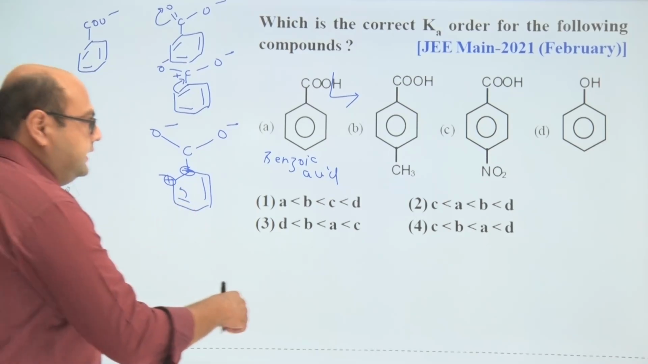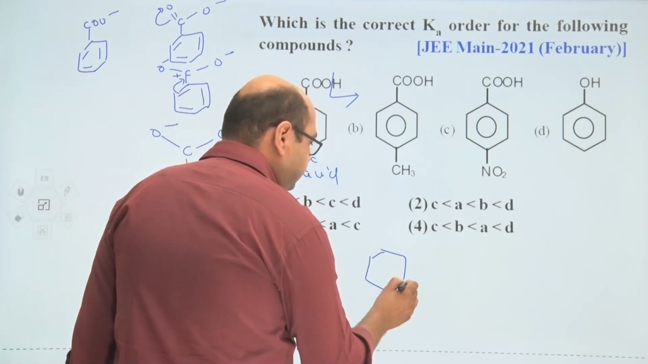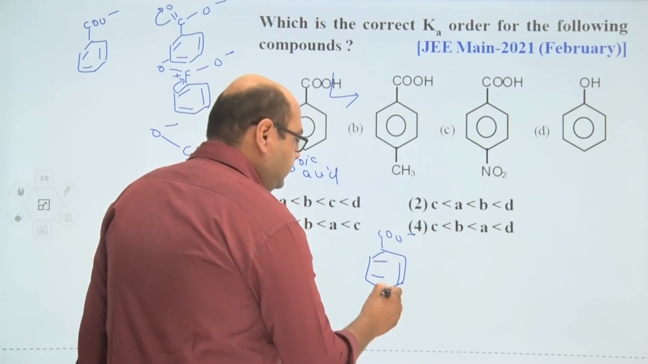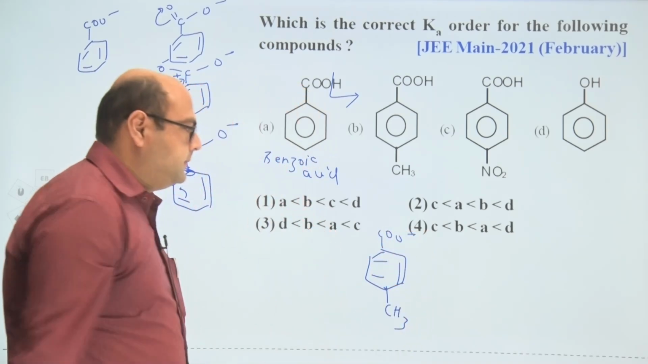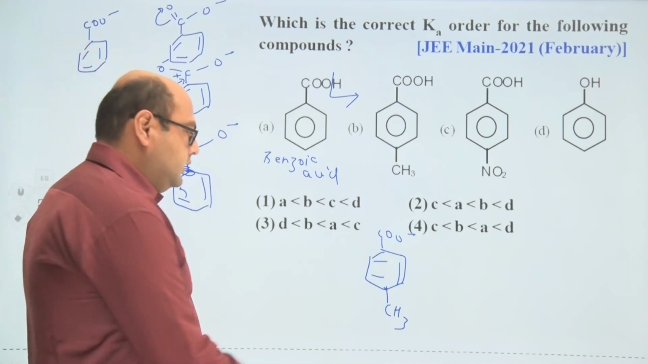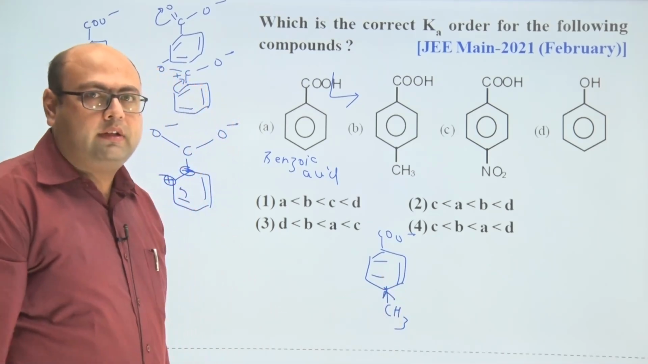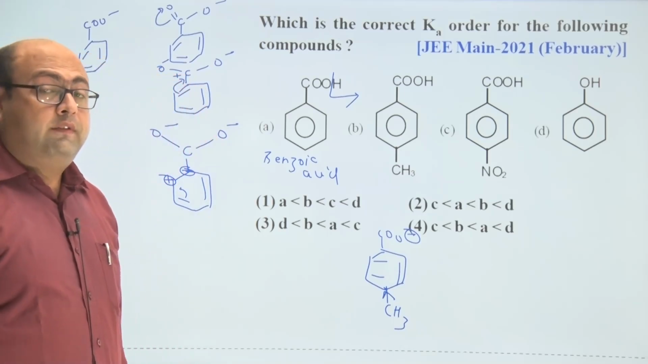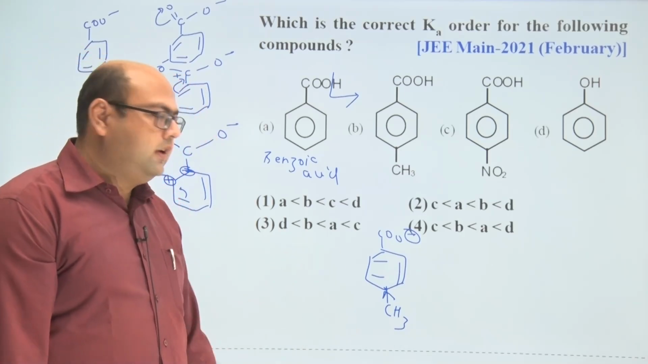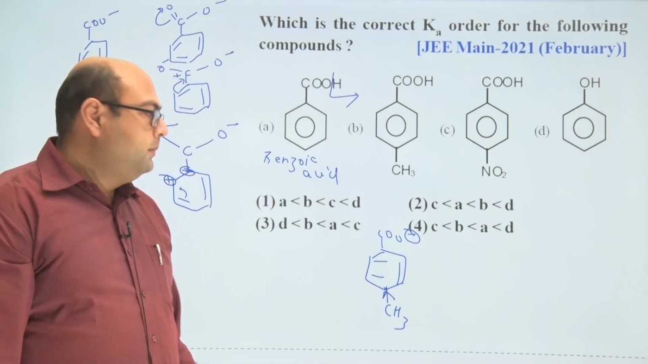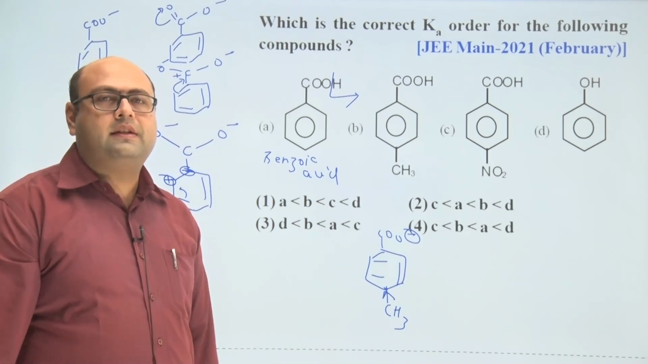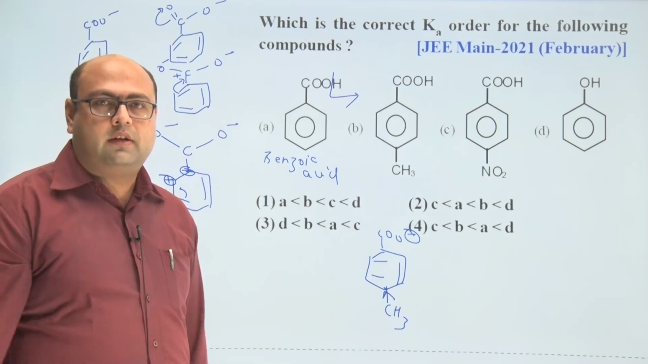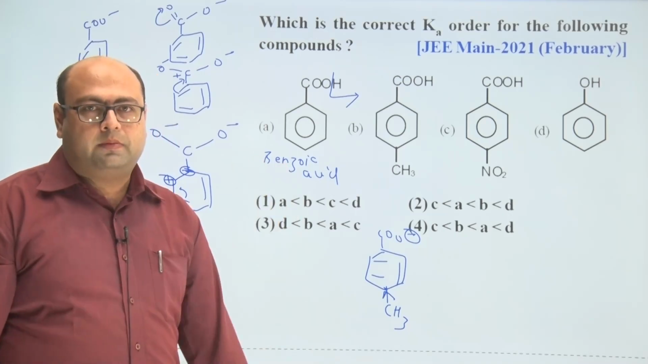In the second example, COO minus again will be formed, and a methyl group is present at the para position. It will have a plus I effect on the ring, due to which the electron density will increase on O minus, which is not favorable for us, which is not favorable for acidic strength as well. Because if the negative charge magnitude increases, then it will not be stable. It will be less stable as compared to the first one, in which there is no plus I group.